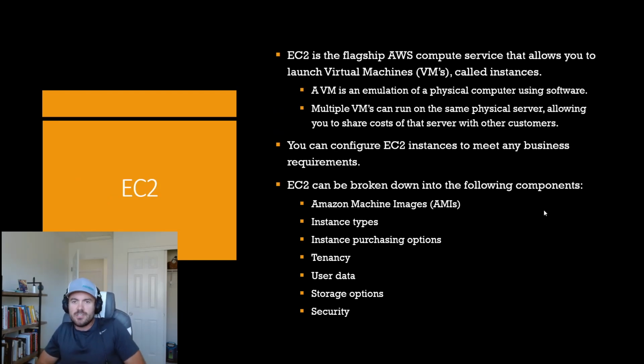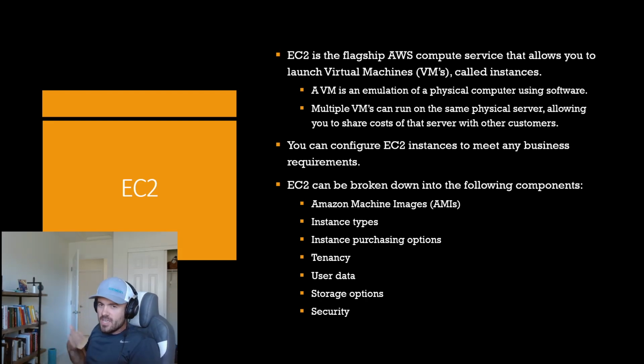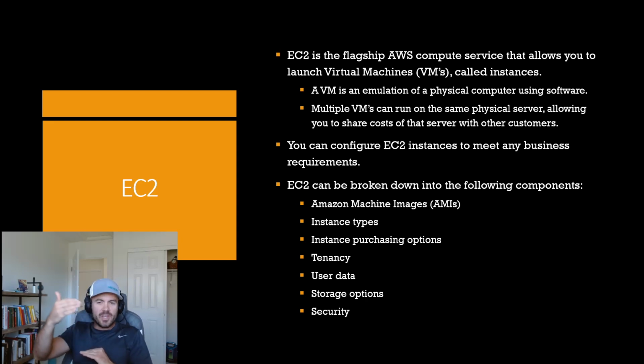So here we go. EC2. It is the flagship AWS compute service that allows you to launch virtual machines on AWS, and in EC2 they call them instances. If you are familiar with Azure, for example, they call them VMs, but it's basically the same thing, right? It's computing resources. And a VM is an emulation of a physical computer using software, right? So it's like opening up a laptop and doing everything you would expect to be able to do on a laptop, but obviously you don't have the actual physical laptop, all right? That's what an emulation is.